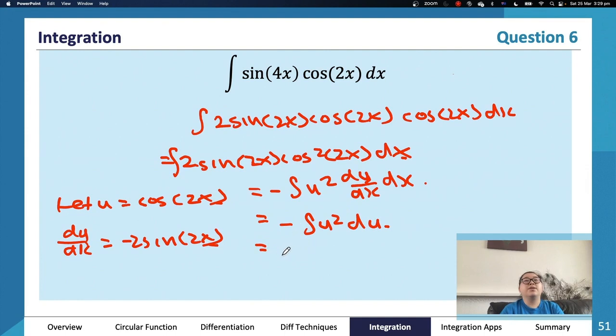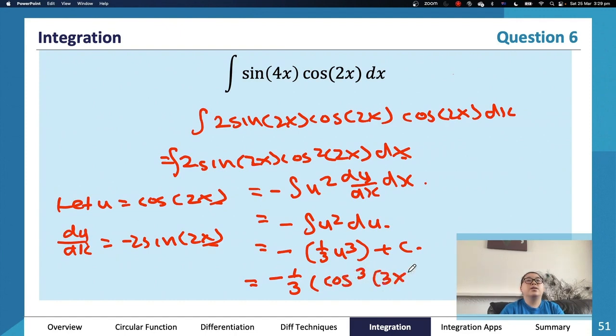which is going to be equivalent to negative a third u cubed plus c, which is equivalent also just to saying negative 1/3 of cos cubed 2x plus c.